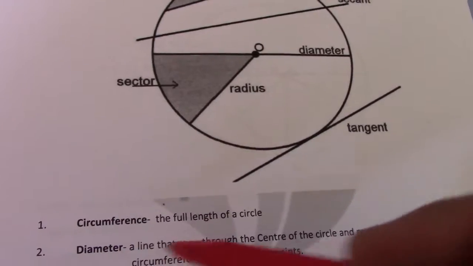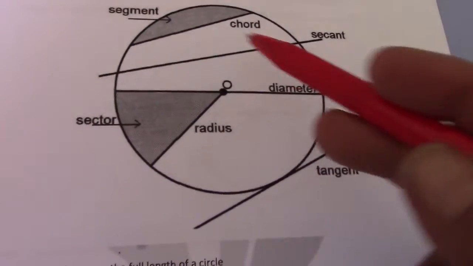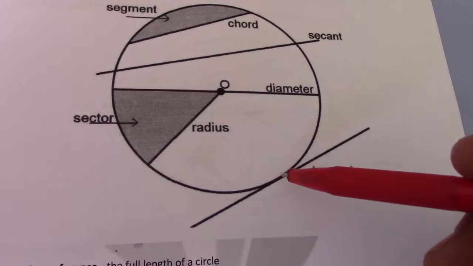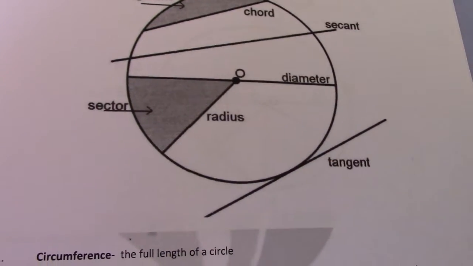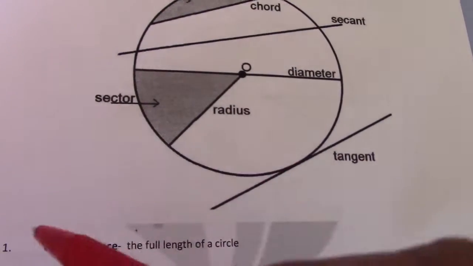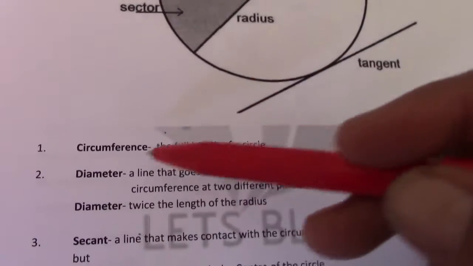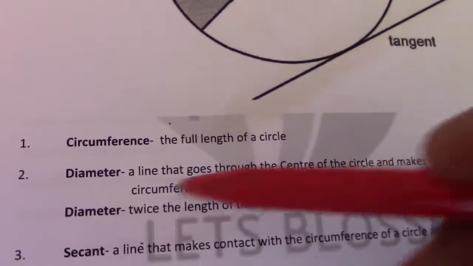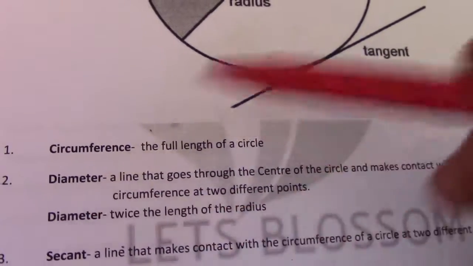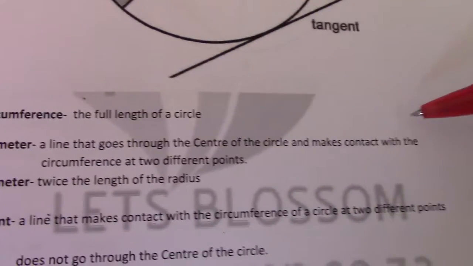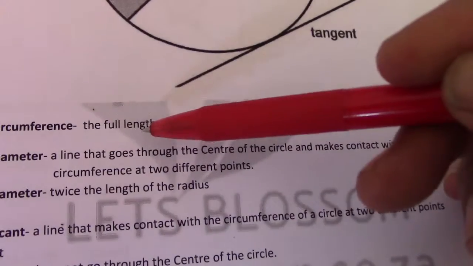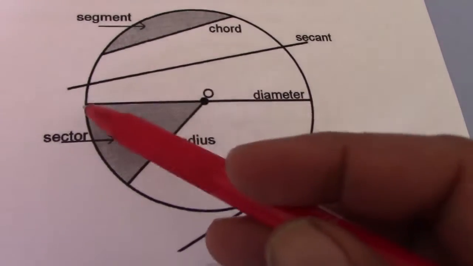So circumference simply means the full length of the circle. If I take this line and break it open and put it flat, I want to find out what length it covers. So circumference is the full length of the circle. Diameter, as I said, is the line that goes through the center of a circle and makes contact with the circumference at two different points. So there's my diameter.